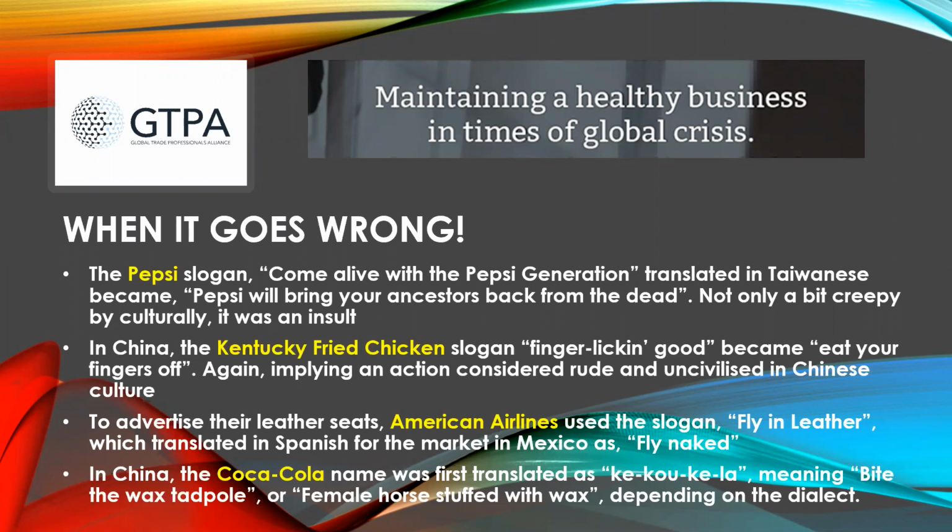And that is because they translated something which seemed correct on the surface without bothering to check with the people who would actually be consuming the product. In China, the Kentucky Fried Chicken slogan, "Finger licking good," became "Eat your fingers off." Again, implying an action considered rude and, again, quite frankly, a little bit creepy and uncivilized in Chinese culture.